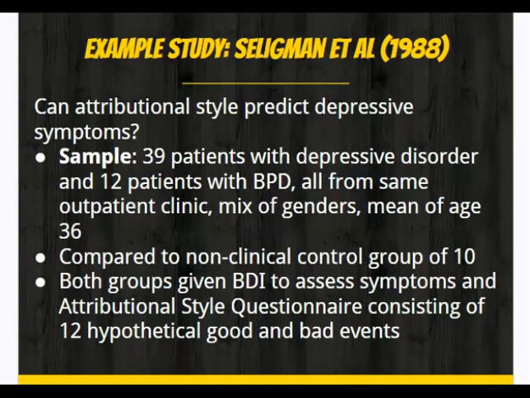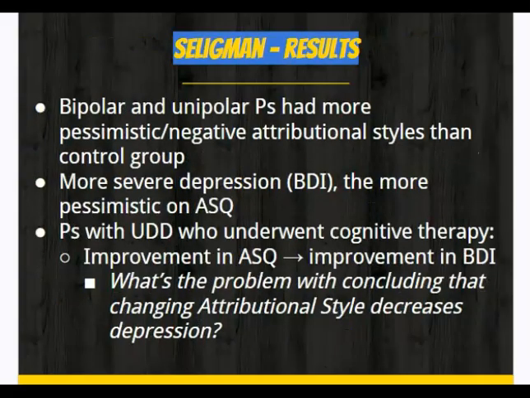symptoms. And then he gave them both the BDI and the ASQ that he had created with those 12 good and bad events. And he looked at the relationship between it. So he did find that the people with the bipolar and unipolar depressive disorder had obviously more pessimistic and more negative attributional styles. He did find that the more severe your depression, according to the BDI, the more pessimistic you were on the ASQ.